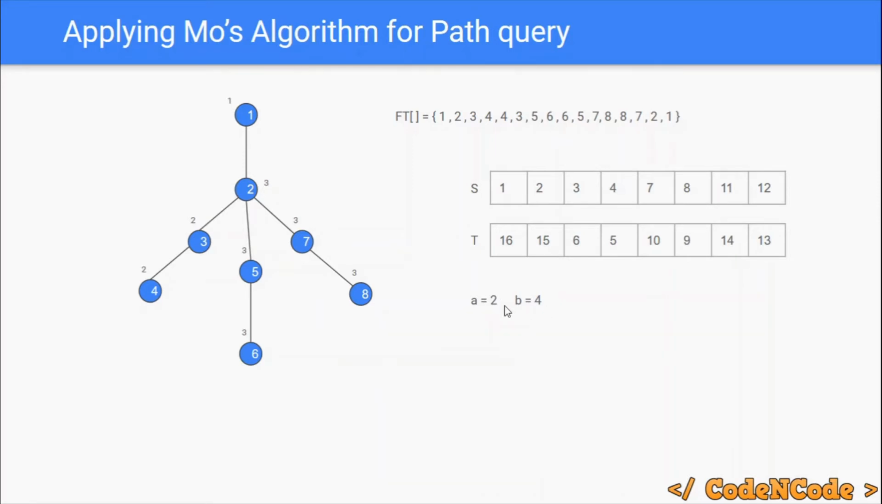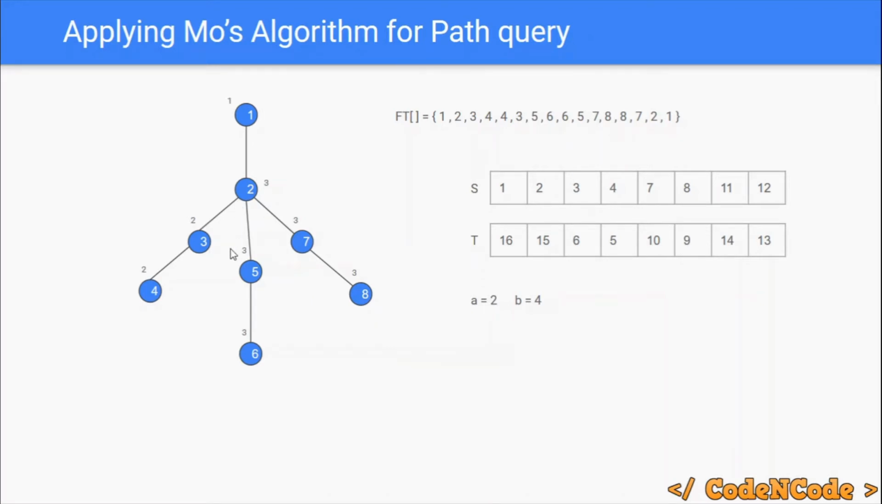So now there are two kinds of path queries. First, in which the destination lies in the subtree of source. So node 2 is source, node 4 is destination. So we see destination lies in the subtree of node 2, which is source. So this is one kind of query.